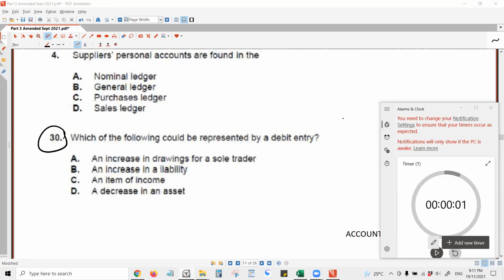For the challenging questions, of course, you have to be careful as well, okay? But you will have a higher chance of scoring marks from the easy questions. Therefore, you have to grasp it.